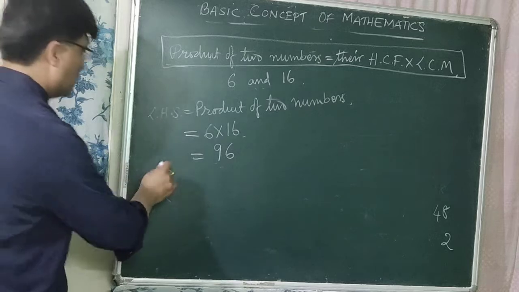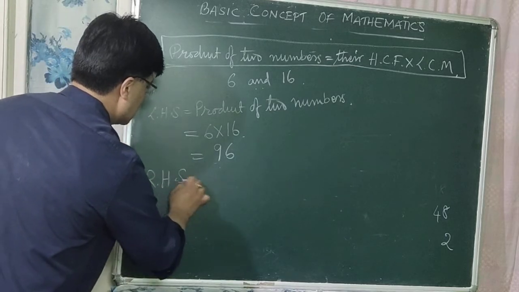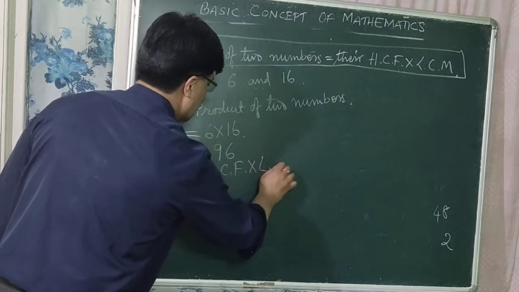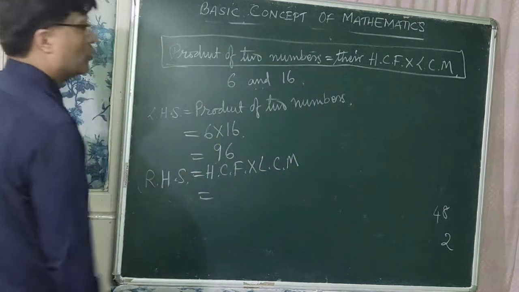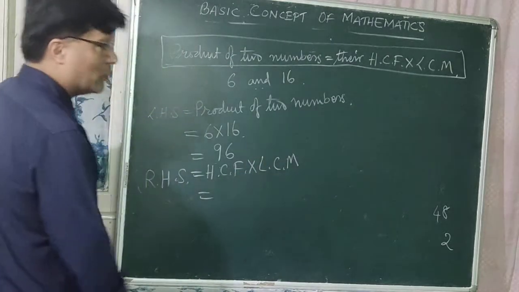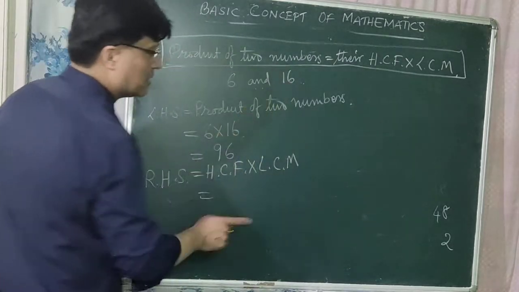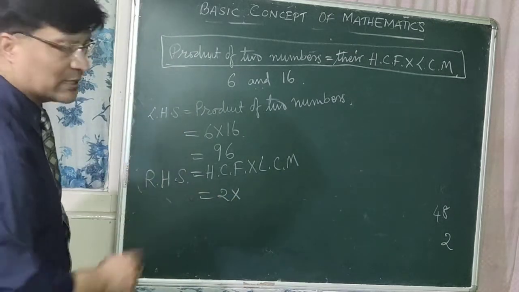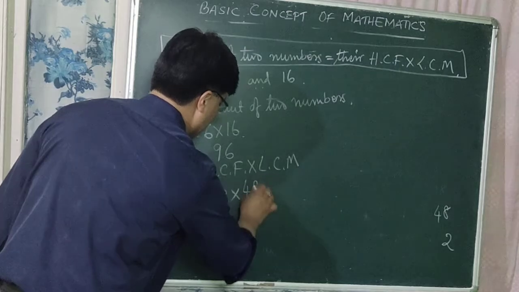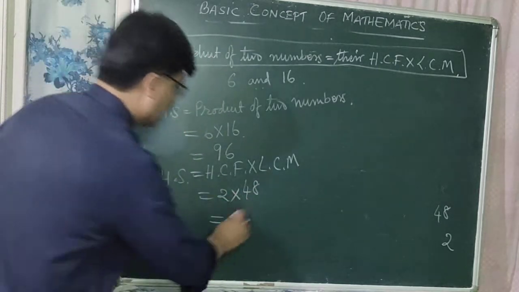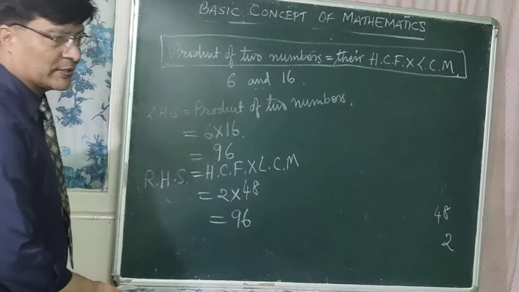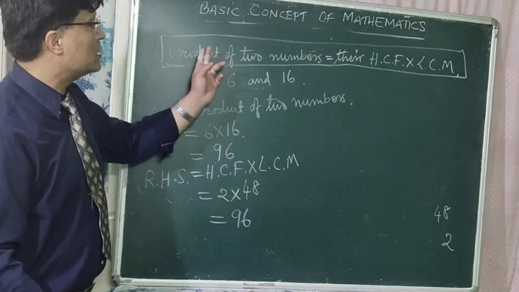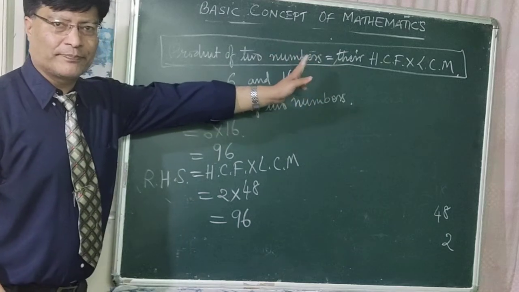Okay. Now the right hand side. What is the right hand side here? HCF into LCM. What was the HCF of 6 and 16? It was 2. And what was the LCM of 6 and 16? It was 48. So what is 2 multiplied by 48? It is 96. So the left hand side is equal to the right hand side. So this formula is proved, right?